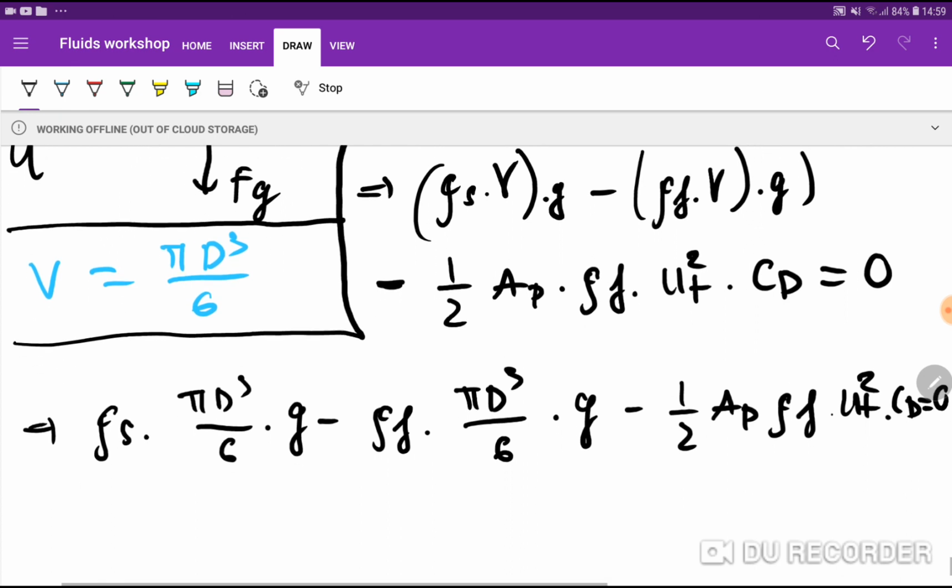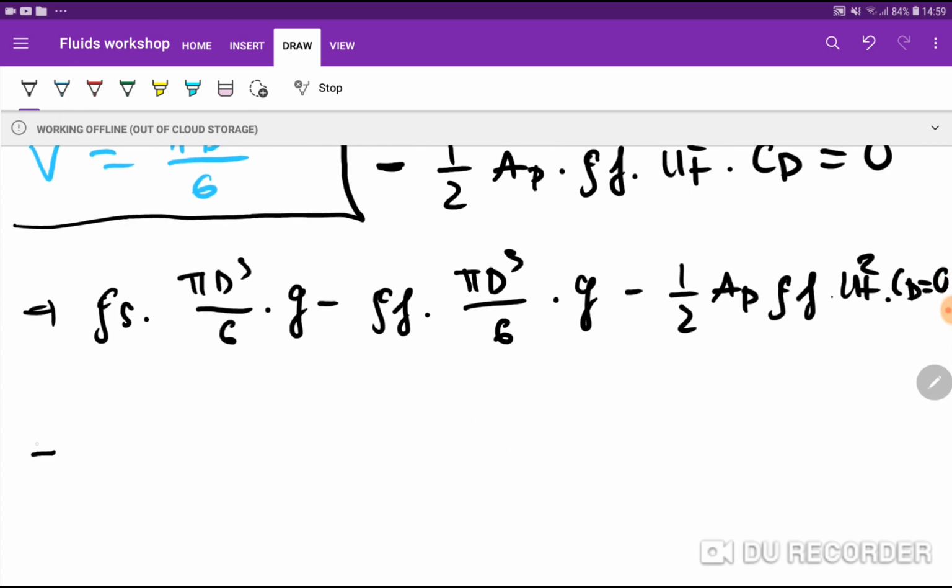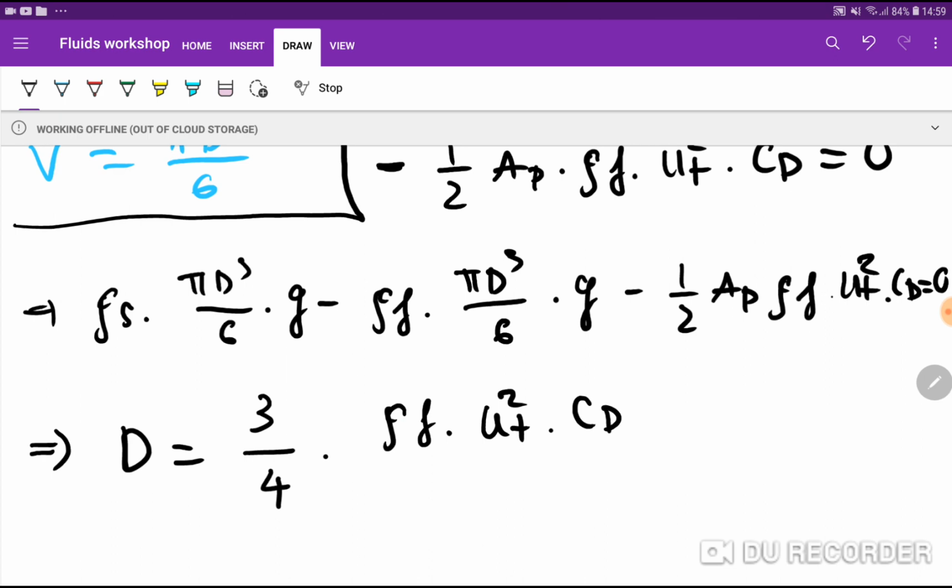Okay, you do some arrangement. Remember, what are we solving for? We are solving for the diameter d. Right, so for d, you do some algebraic rearrangement, and you arrive at d equals 3/4 times rho f times ut squared times drag coefficient times g, over the solid density, the spear density, rho s minus rho f. Wonderful.